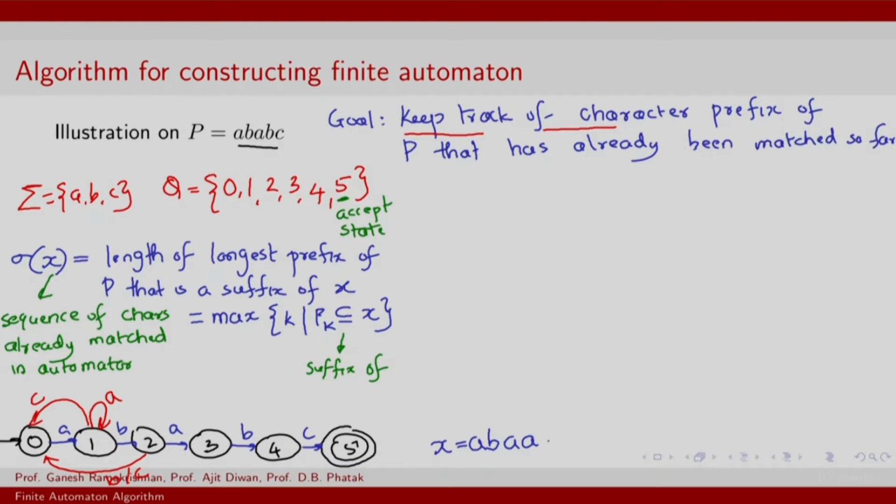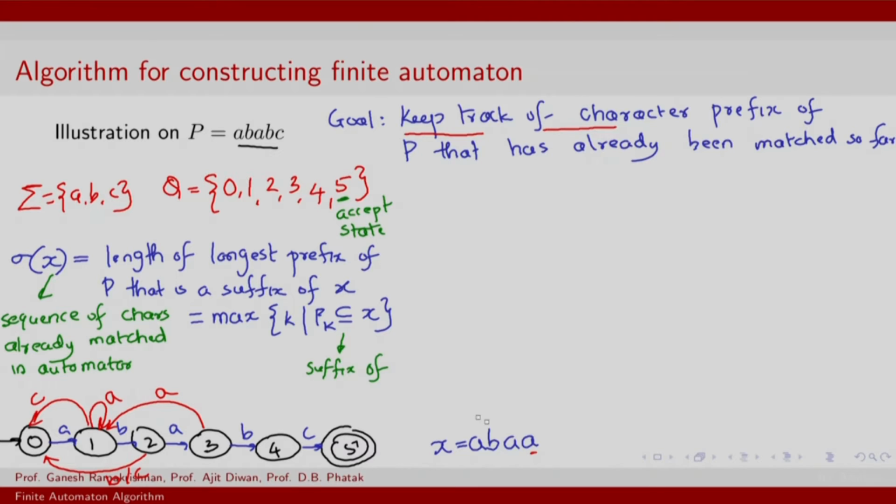If I see another A, what do I do? So note, I am at state number 3 and I have seen an A. What is the length of the longest prefix of P that is a suffix of X? It just turns out to be 1, which means I'll move from state 3 to state 1 when I see an A. So here again we are registering a character that has already been seen. This could be handy.